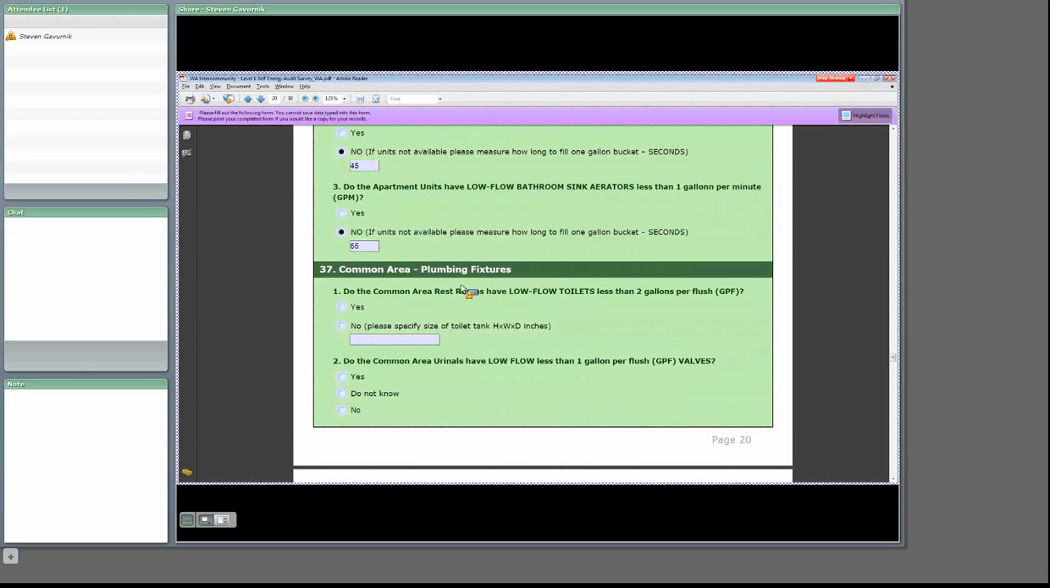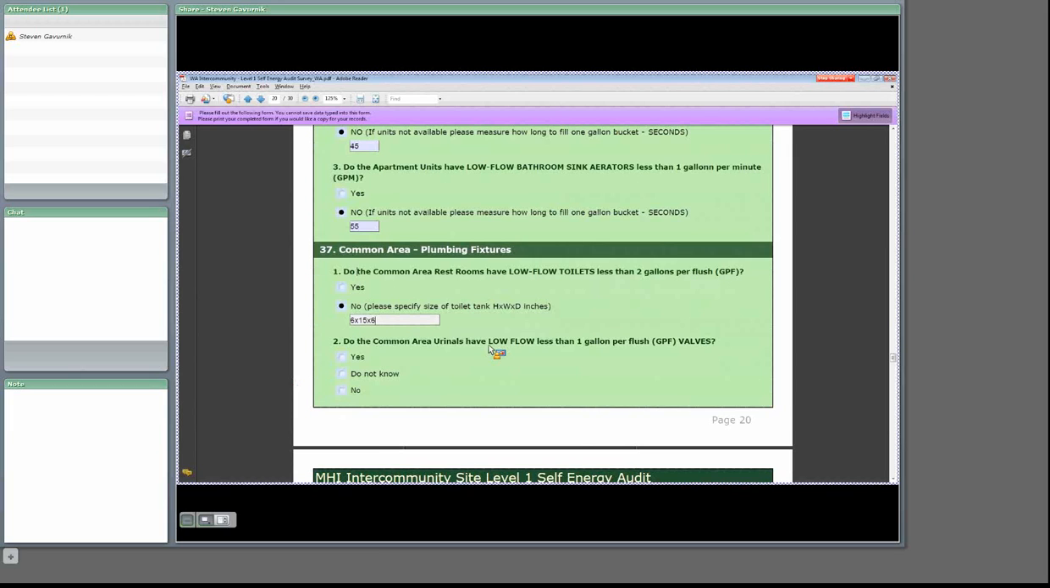Section 37 is common area plumbing fixtures. We now have the low flow toilets again, and the 2 gallons per flush. If it is less than 2 gallons per flush, indicate yes. If you can identify it and it is not, just put no. Otherwise you put no if you don't know, and indicate the height of the water in inches, the actual width of the bowl in inches, and the depth of the bowl in inches, and then proceed on.